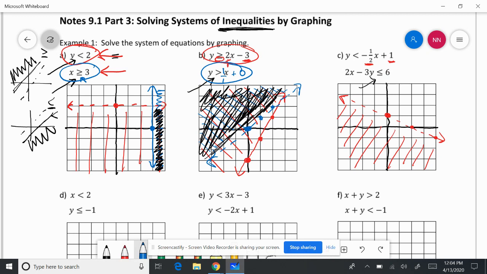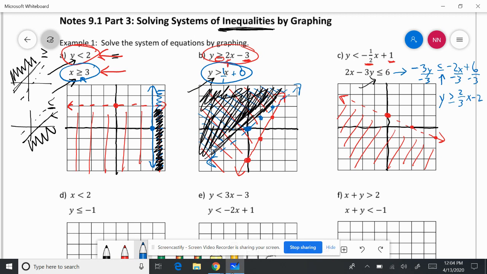Now, looking at my second inequality, I'm going to get the y by itself. So I'm going to subtract the 2x, then I'm going to divide by negative 3. Now, if you remember from first semester, whenever I divide by a negative, I switch my inequality. So now it becomes y is greater than or equal to 2/3 x minus 2.